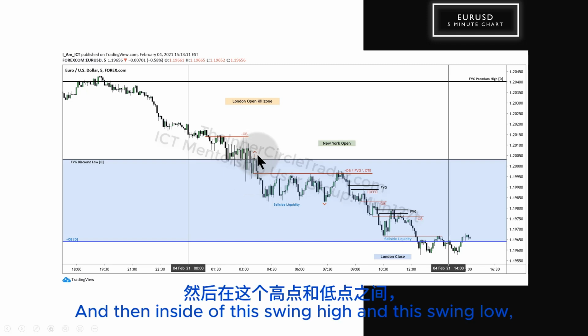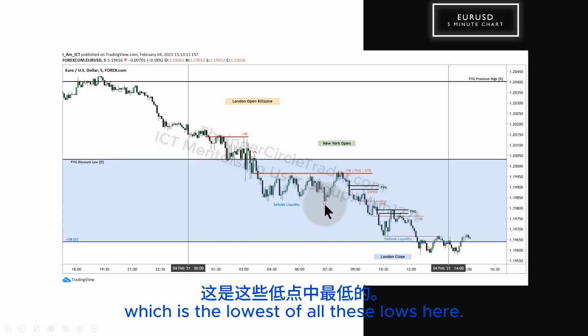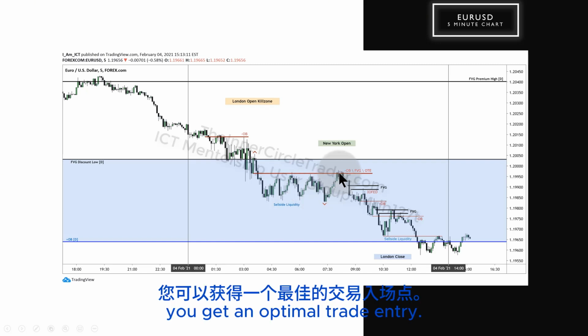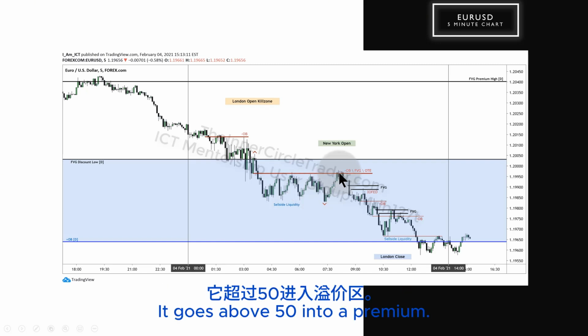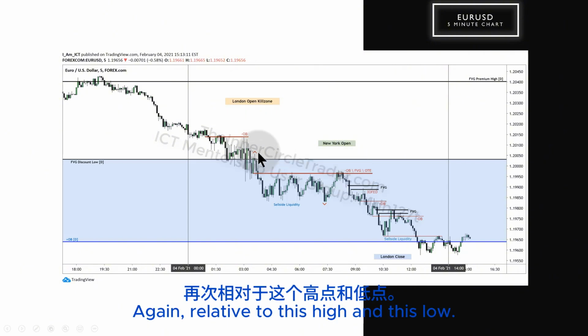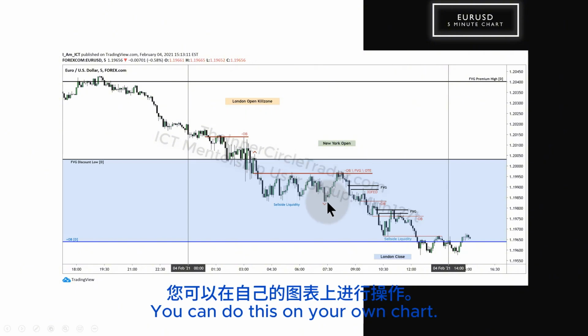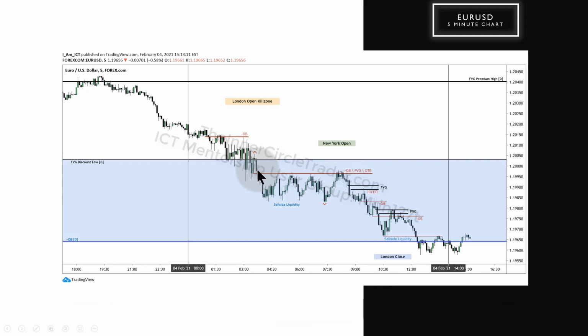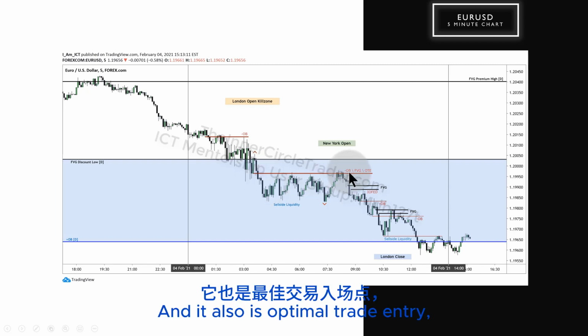And then inside of this swing high and this swing low, which is the lowest of all these lows here, this high to this low, you get an optimal trade entry. It goes above 50 into a premium, again relative to this high and this low. You can do this on your own chart. It hits an order block, which is also inside of a fair value gap right here, and it is also an optimal trade entry, as I mentioned.